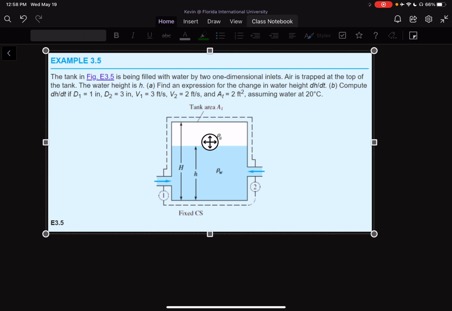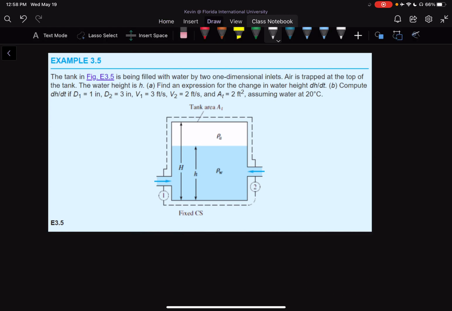In this example, we are told that the tank in figure 3.5 is being filled with water by two one-dimensional inlets. So one of the first things we can say is that we have an assumption of 1D inlets, which makes it very easy. The velocity in is just the velocity for the whole profile, so it makes it very simple to understand.